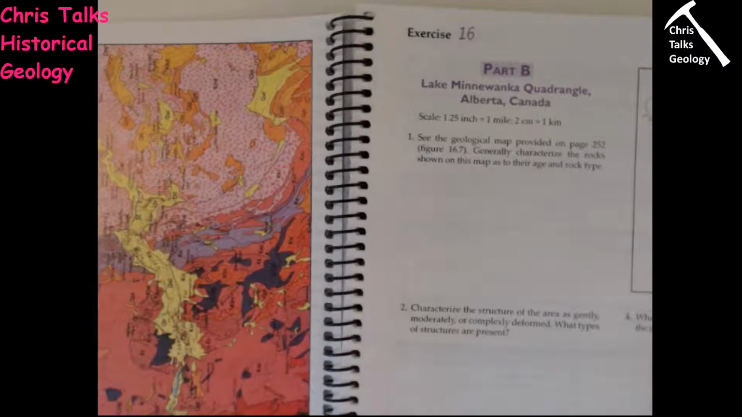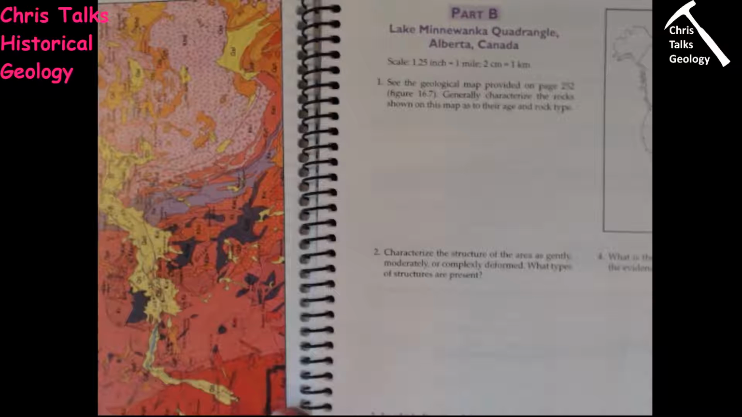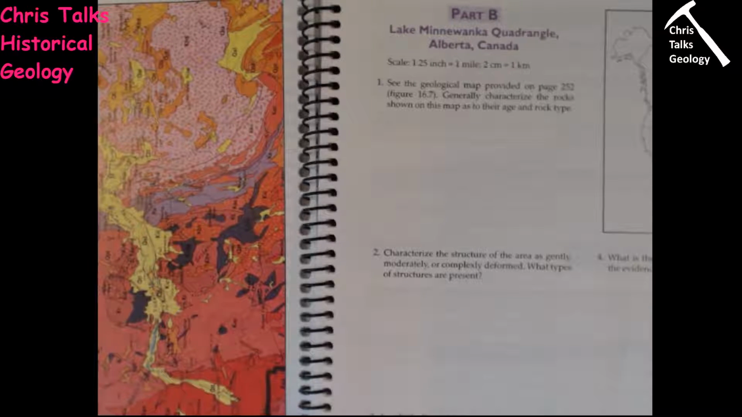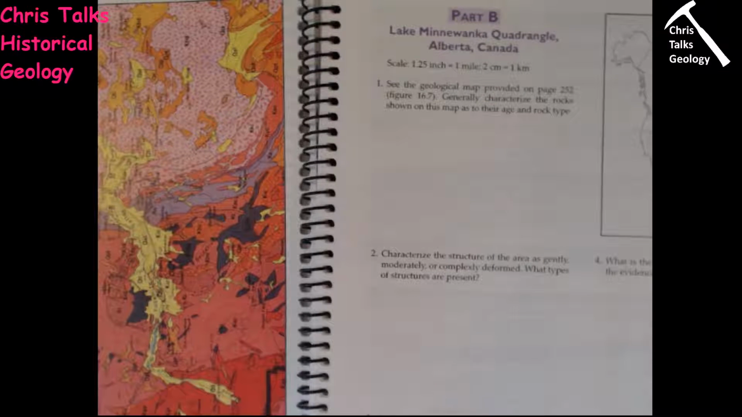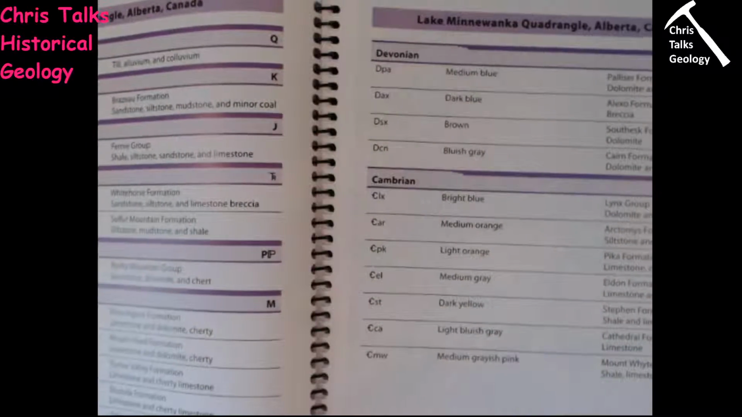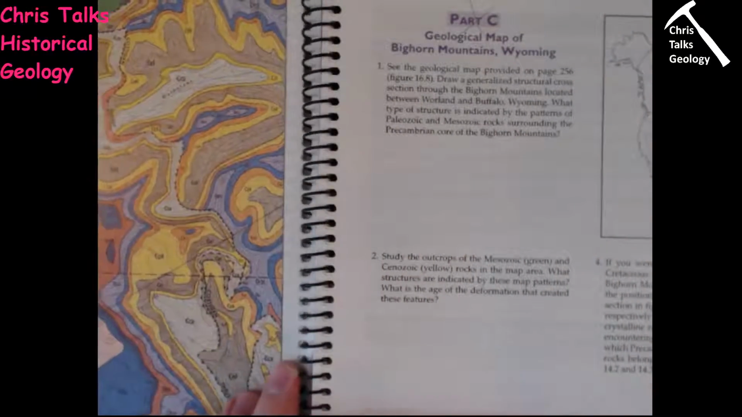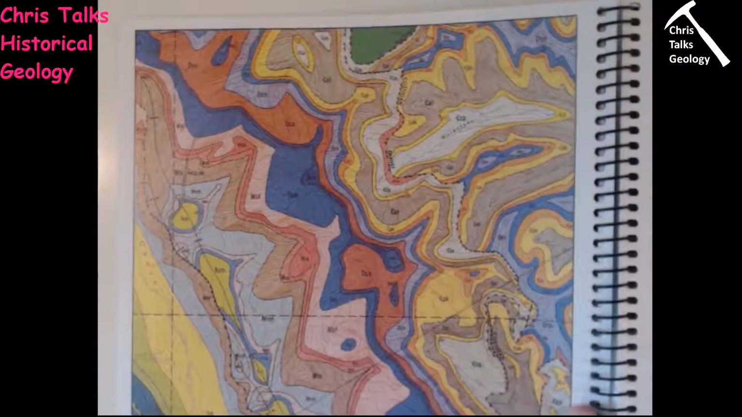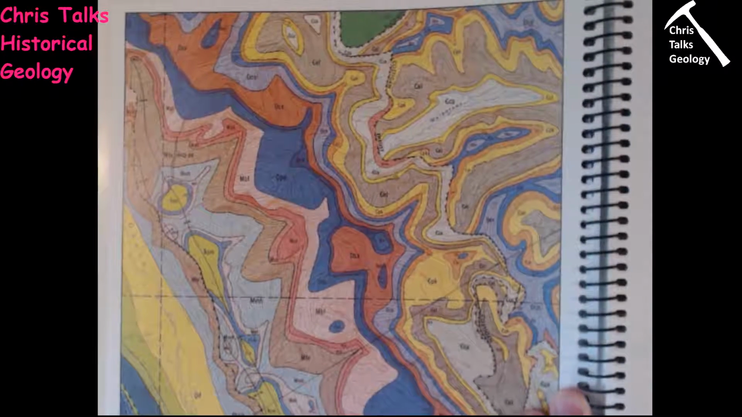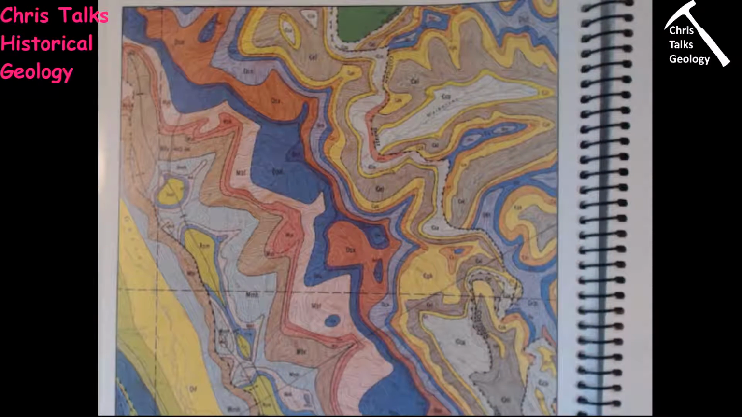Okay, question 2. Characterize the structure of the area as gently, moderately, or complexly deformed. What type of structures are present? Okay, well, I'm going back to the map for this one. So we need to say, have the rocks in this area been deformed? Essentially lightly, moderately, or quite a lot.